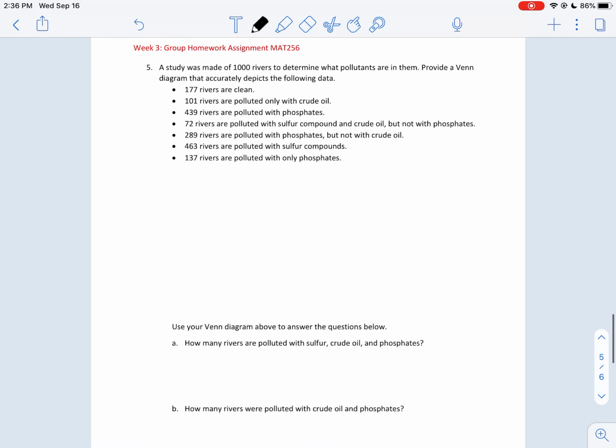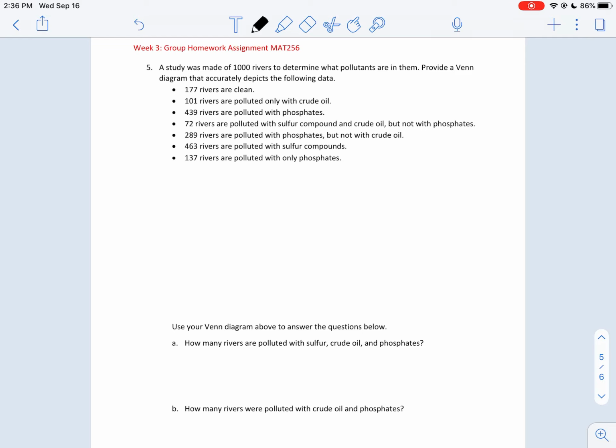Task number 5. A study was made of 1,000 rivers to determine what pollutants are in them. Provide a Venn diagram that accurately depicts the following data. 177 rivers are clean. 101 rivers are polluted only with crude oil. So crude oil is one pollutant. Phosphates looks like another one. Sulfur compounds looks like another one. And I think that's it. We have 3 different pollutants.